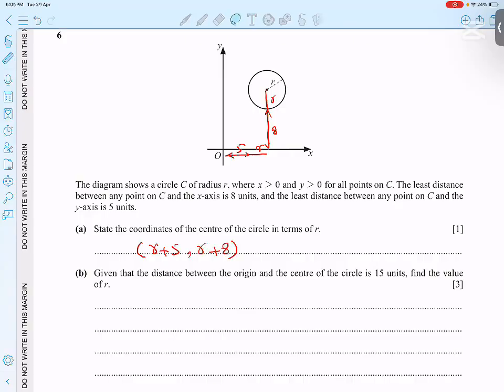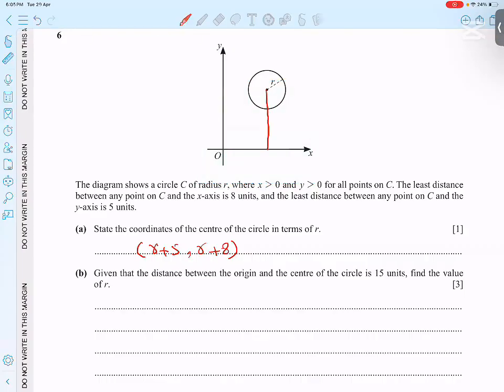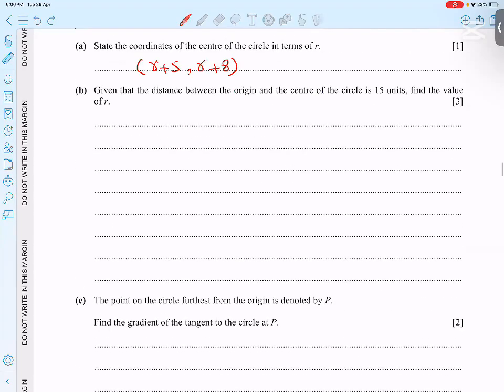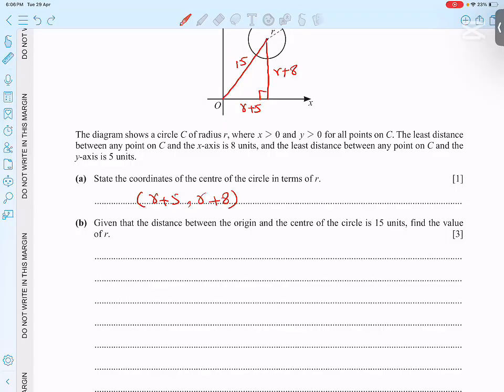I hope so this part is very clear. So if I make this kind of triangle, you may understand better. This is the 90 degree. This is R plus 5, this is R plus 8. He's saying distance between the origin and the circle is 15. So this is 15 from here till here. So find out R value. I'm going to use Pythagoras theorem. This is in front of 90 degrees, this is the hypotenuse.